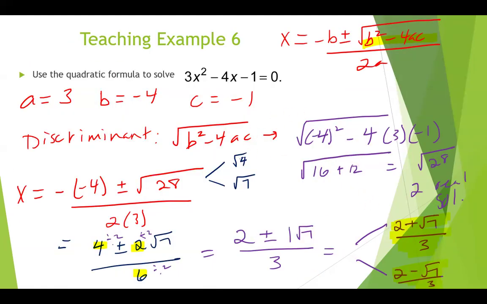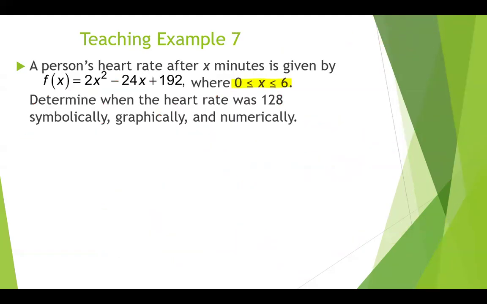And so we're gonna keep going. We're gonna do another example. This time we're going to talk about it algebraically and graphically. So when you look here, it says a person's heart rate after x minutes is given by f of x equals 2x squared minus 24x plus 192, where x is between 0 and 6. Determine when the heart rate was 128.